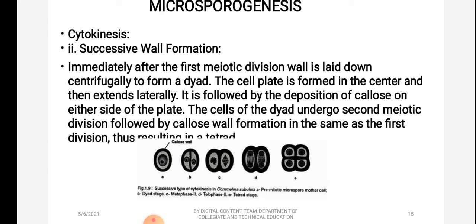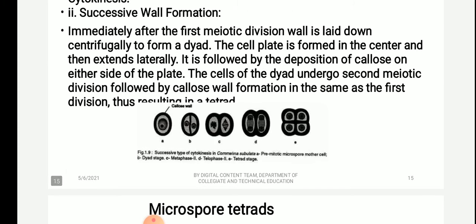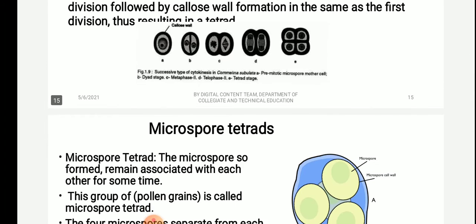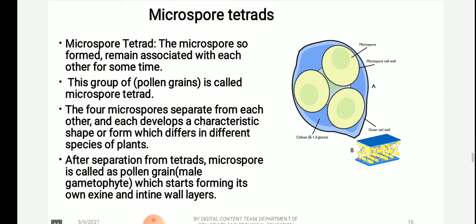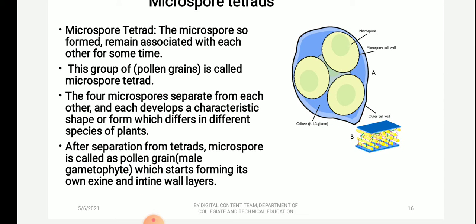Successive type of cytokinesis. Here, immediately after the first meiotic division, a wall is laid down centrifugally to form a dyad. The cell plate is formed in the center and extends laterally. It is followed by the deposition of callose on either side of the plate. The cells of the dyad undergo the second meiotic division followed by callose wall formation in the same way as the first division, thus resulting in a tetrad. So, tetrads are formed after the meiosis.